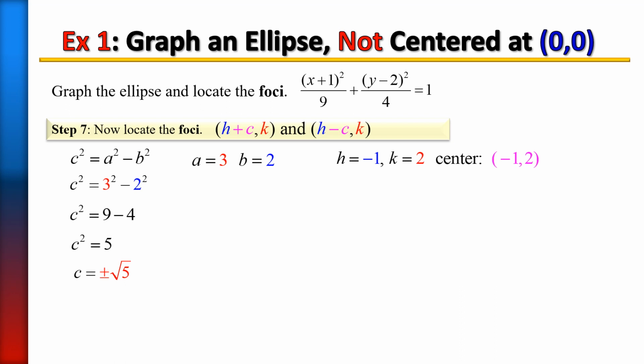So now all we need to do is simply add that to our x value. So you'll have -1 plus square root of 5, and then -1 minus square root of 5. And recall our y values will stay the same. So these are the points for our foci.